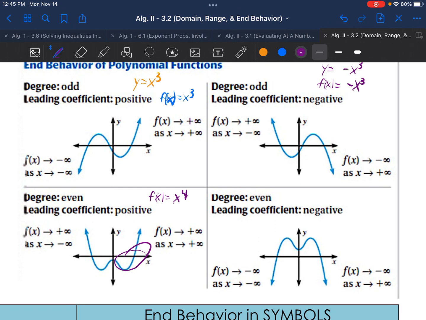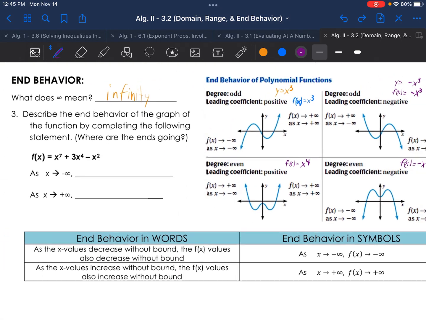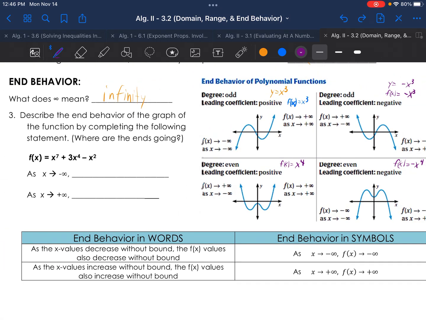And we say as x goes forever to the left, it goes up. As x goes forever to the right, it goes up as well. So they both go up. Whereas if it's like f of x equals negative x to the 4th, it goes down. So it goes to negative infinity and negative infinity as x approaches both negative and positive infinity. We're going to refer back to this quite a bit because right here we're describing the end behavior of this graph, just saying, hey, where are the ends going?